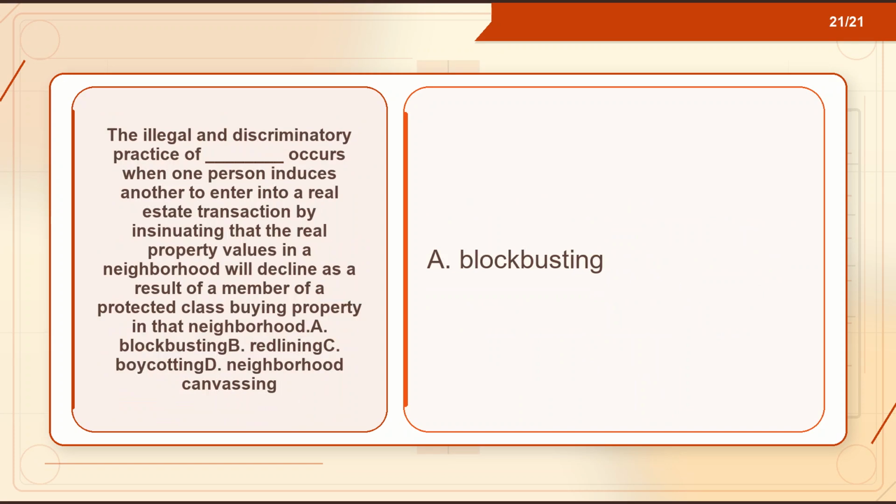Flashcard 21. Term. The illegal and discriminatory practice of blank occurs when one person induces another to enter into a real estate transaction by insinuating that the real property values in a neighborhood will decline as a result of a member of a protected class buying property in that neighborhood. A. Blockbusting. B. Redlining. C. Boycotting. D. Neighborhood canvassing. Definition. A. Blockbusting.